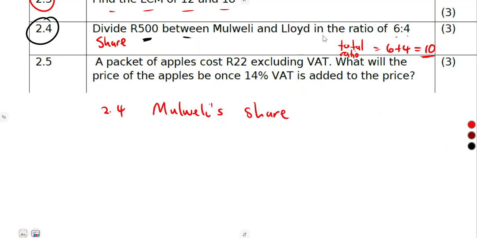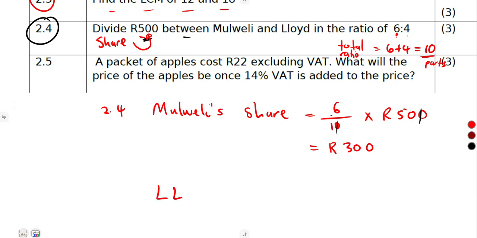So let us have Muleli's share. According to his ratio, it is 6 parts out of 10 parts of the ratio times the total amount to be shared. What are they sharing? They are to share 500 Rand. So that is going to be his share. That was going to be 300, so that's 300 Rand.